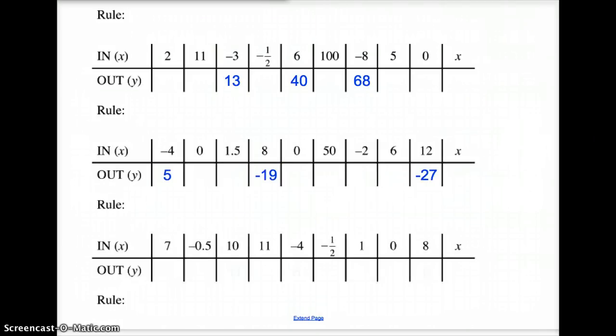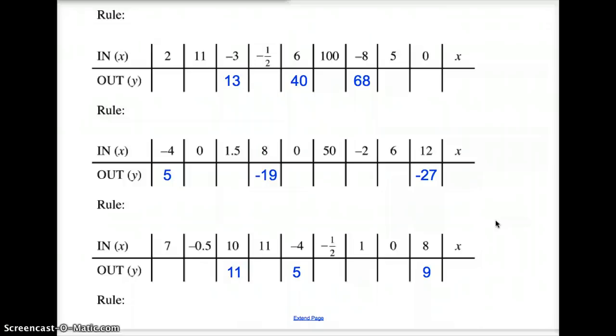There it is. All right, go ahead and pause the video and figure out the rule for this one. Welcome back. If you did this correctly, you should have had negative 2x minus 3. So negative 2x minus 3 was your rule for that one. And finally, our last one. Go ahead and pause the video and figure that one out. And again, you should have your answer. If you did this correctly, you should have the absolute value of x plus 1.